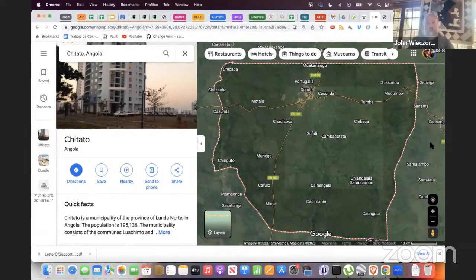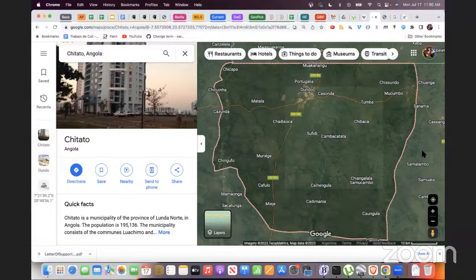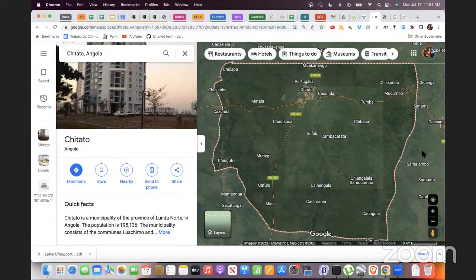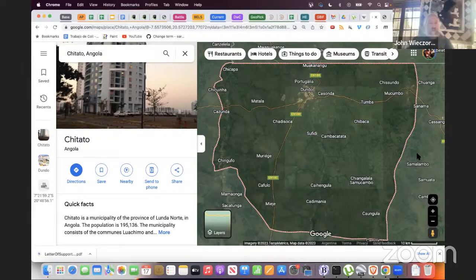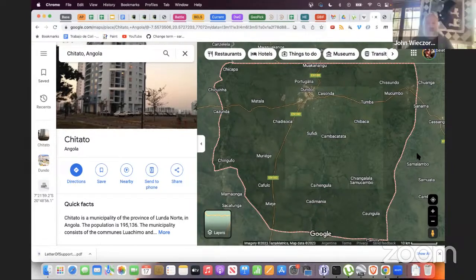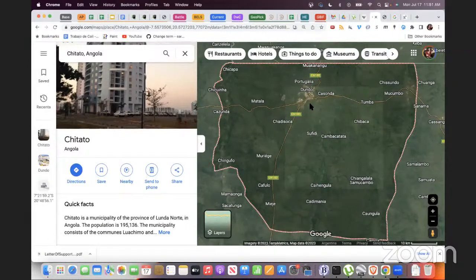Okay. If you can't see it on my screen, what I would recommend that you do is go to Google Maps, do a search for Dundo, and see its polygon. Then zoom out somewhat and do the same search, replacing Dundo with Chitato. When you do that, you'll see a new polygon. And if you fill your screen with that new polygon, you'll see Dundo inside of it as a town.